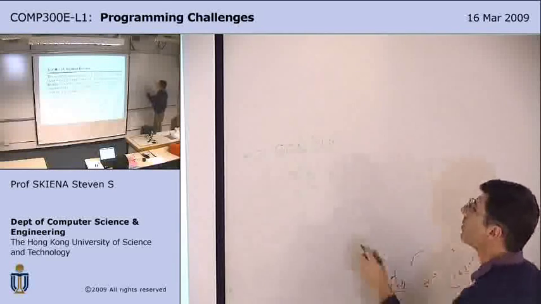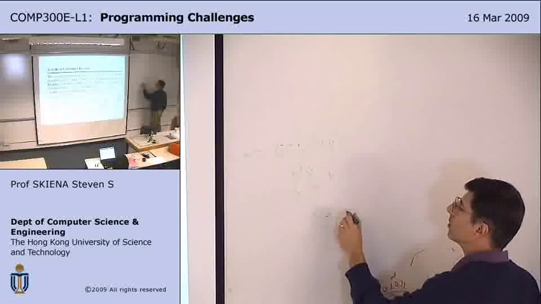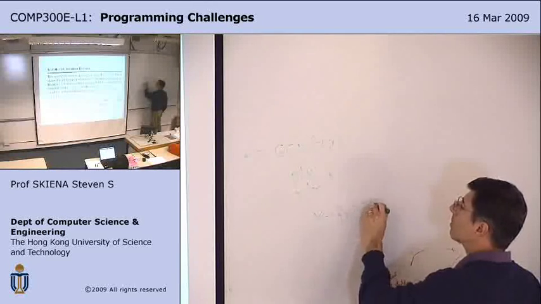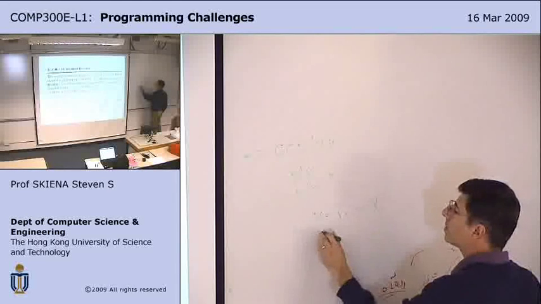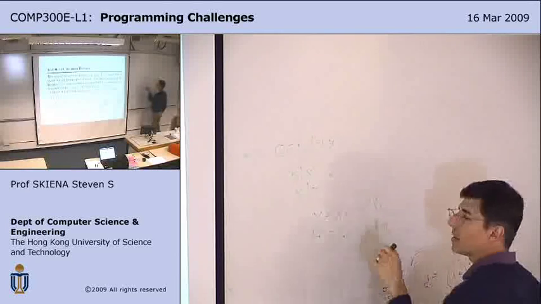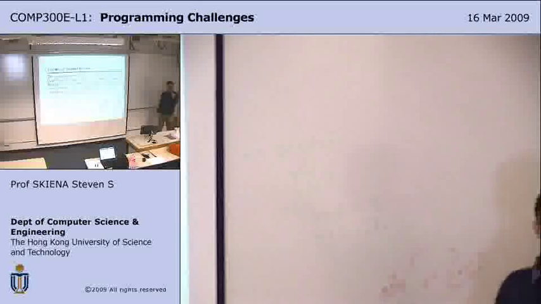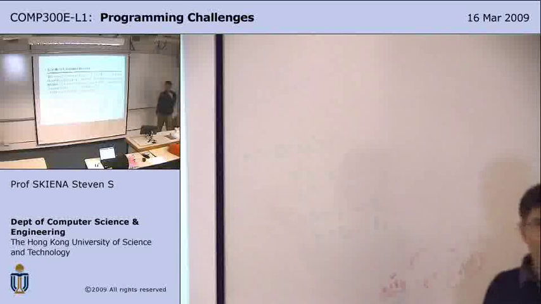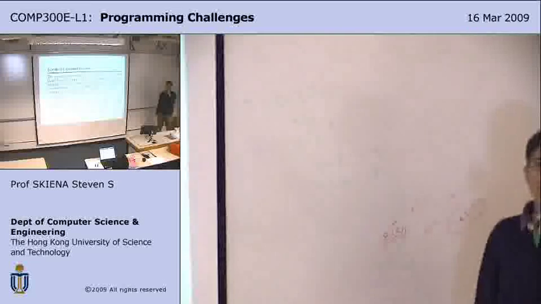What if I give you the prime factorization of the two integers? Suppose I tell you this is the prime factorization of X and this is the prime factorization of Y. How would you find the greatest common divisor of the two integers given their prime factorizations?